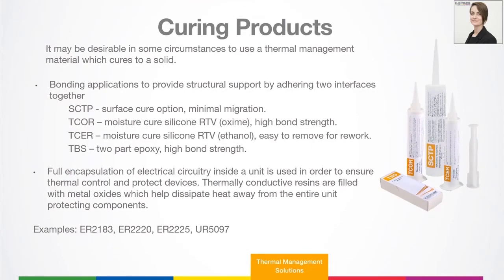Curing products are used where you do want the product to cure to a solid, and you may also require some adhesion strength as well. In our range, we have some moisture cure silicones and also epoxy products, which all give you adhesive strength. We also have SCTP, which only cures on the surface, so it gives you excellent thermal stability over thermal shock and thermal cycling, but it doesn't actually bond the product to the heatsink. There are also a wide range of encapsulation products that are used to ensure protection of the device from the environment and also for dissipating that heat away.